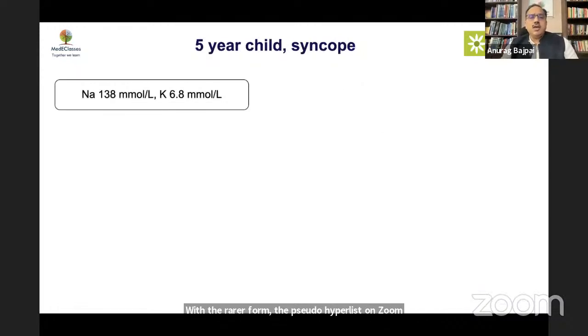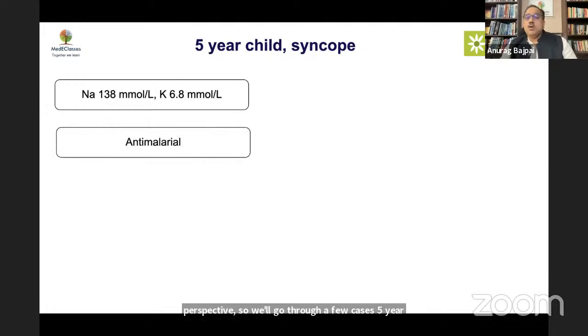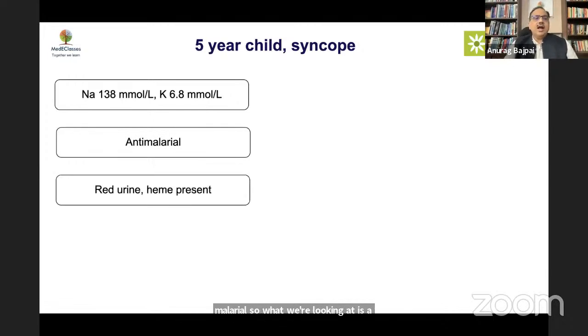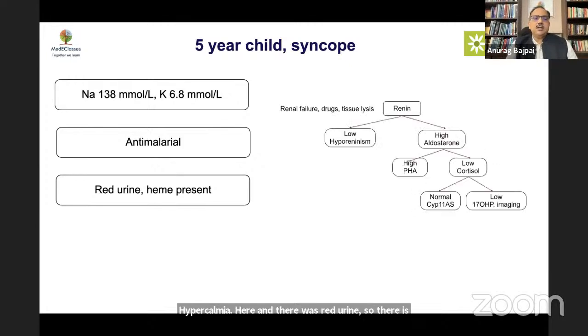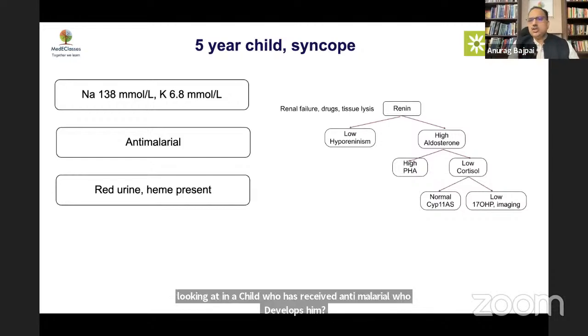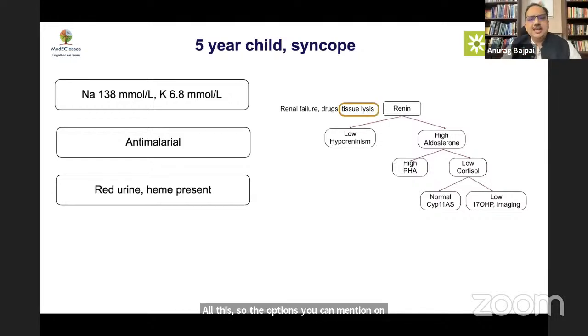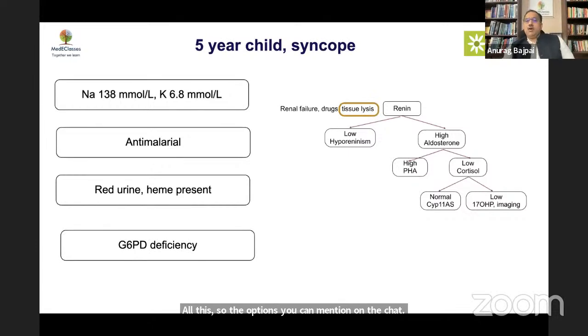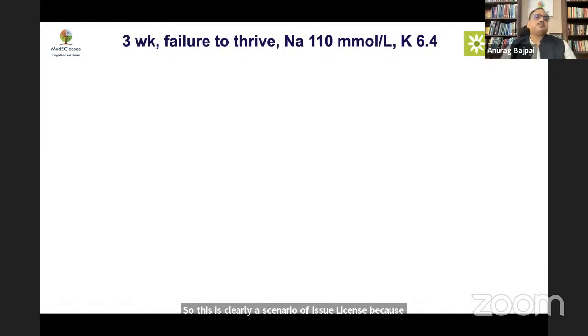So we'll go through a few cases. A 5-year-old child with syncope had hyperkalemia, was given anti-malarial. So what we're looking at is an acute form of hyperkalemia here. And there was red urine. So there is clearly a hemolysis which is happening. So what are we looking at in a child who has received anti-malarial who develops hemolysis? So the options you can mention on the chat. So this is clearly a scenario of tissue lysis because of G6PD deficiency.